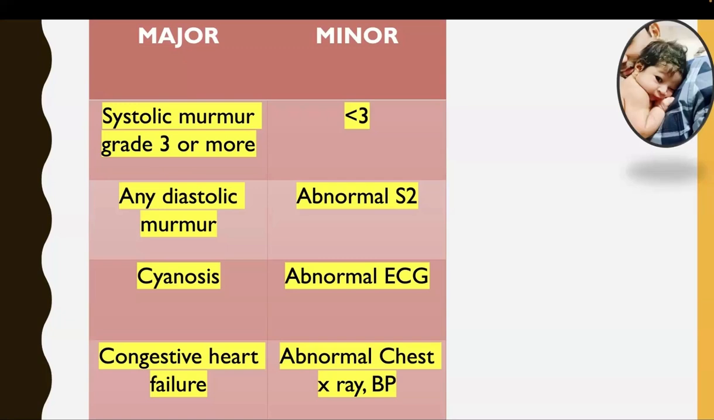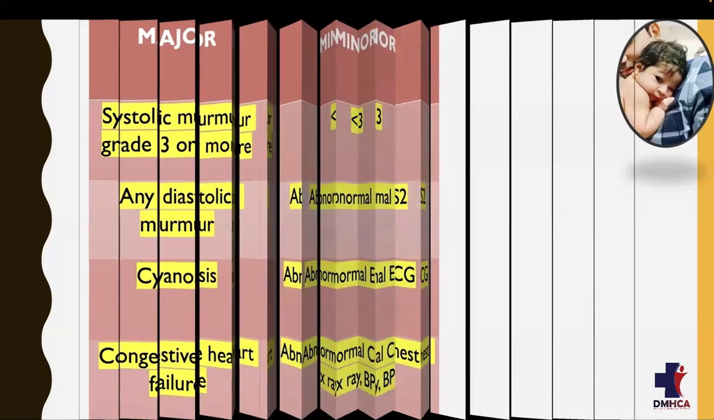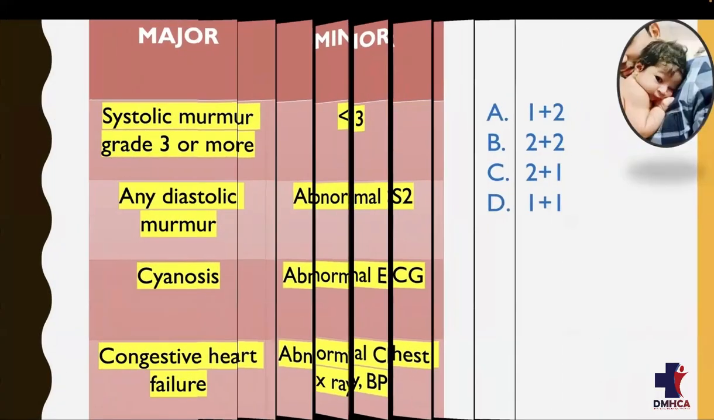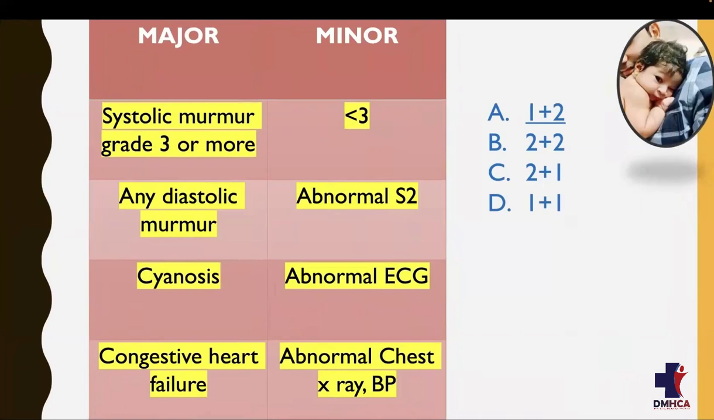So the minor criteria is systolic murmur of grade less than 3, and four abnormal things: abnormal second heart sound, abnormal ECG, abnormal chest X-ray, or abnormal blood pressure. So if the patient's ECG is abnormal, chest X-ray is abnormal, blood pressure is fluctuating up and down, or abnormal second heart sound, or systolic murmur of less than grade 3. So this is known as NADA's criteria.